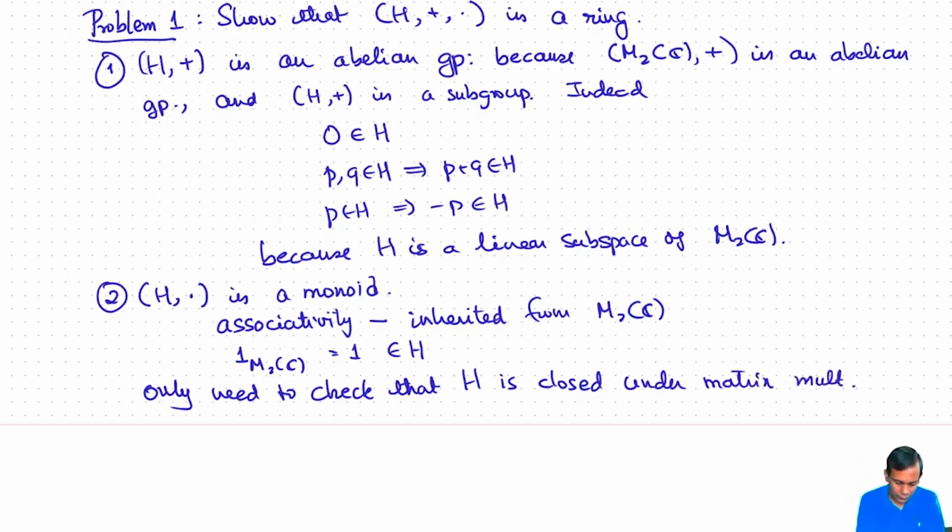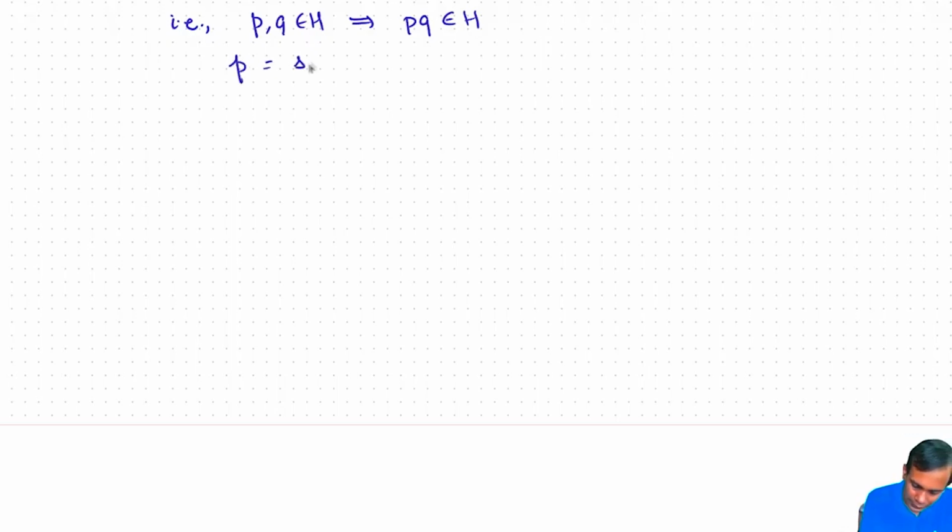But this is not very difficult. If we have two elements P and Q in H, then we need to show that PQ is in H. So suppose I write P equals S times 1 plus, let's say, V1 times I plus V2 times J plus V3 times K. The choice of this weird notation will become clear a little later.